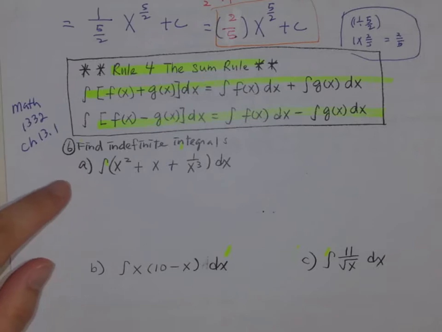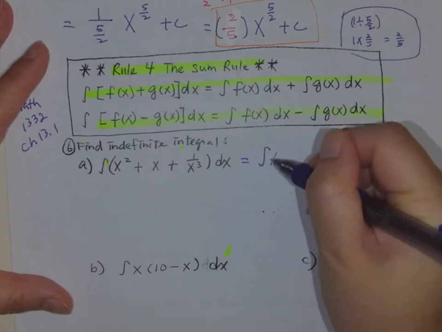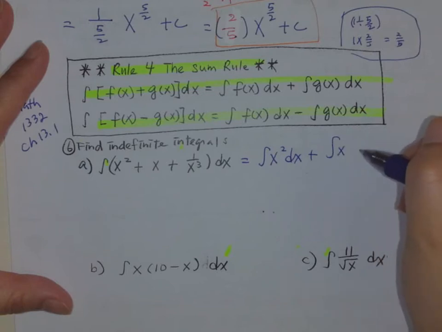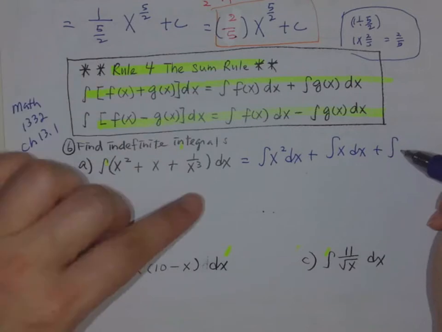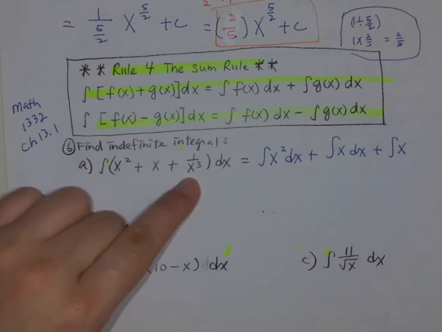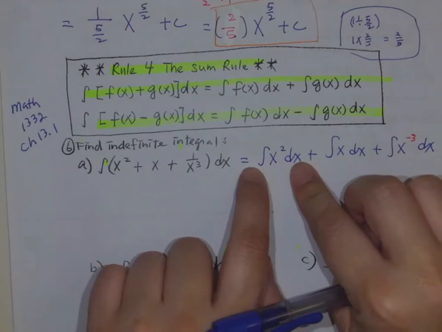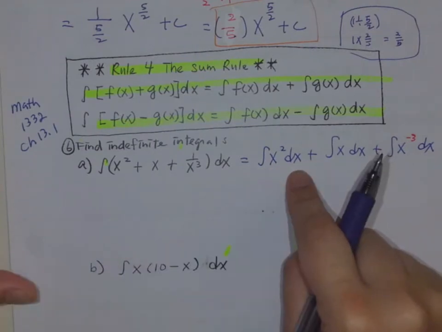If you have 3 terms here and they're just adding together, all you need to do is do one term at a time. So it's like you're taking the integral of x squared dx, plus the integral of x dx, plus the integral of, I can rewrite that as x to the -3 dx, right? So just do each one individually. Make sure the integral comes with dx. If the variable is a t, that would be dt, etc.